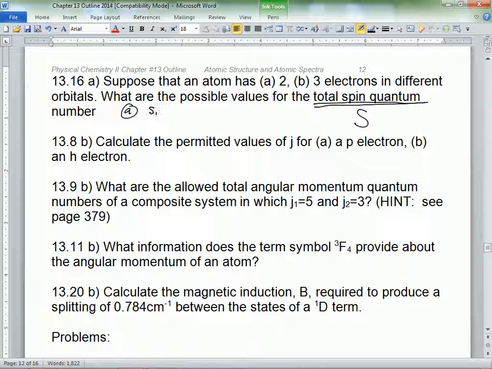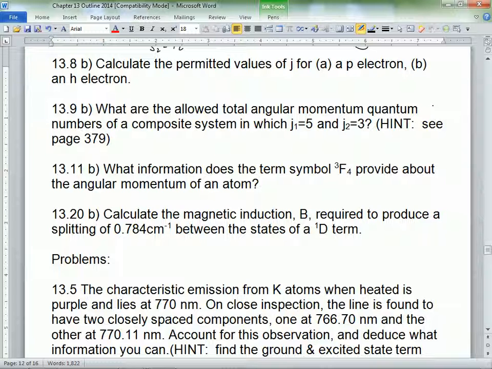How many are there? 2. So I'll have a little s1 and a little s2. What do I put in for those? They only have one choice for a number, a half. So couple them, and you'll get your answers. How about part B? What changes? Now you have little s1, little s2, and little s3, and they're all a half. If you don't remember how to couple 3, you might want to go back and review that. We coupled 3 things. How about calculating the permitted values of J for a p electron?